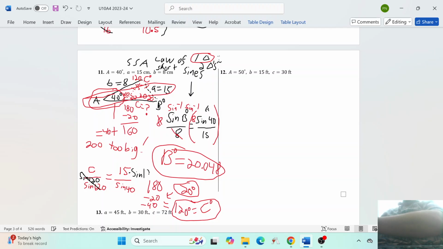So then, plug that into your little calculator there, and you're going to get 20.2 centimeters. 20.2 centimeters. And that's going to be the little c is. There we go. So then, that's number 11.